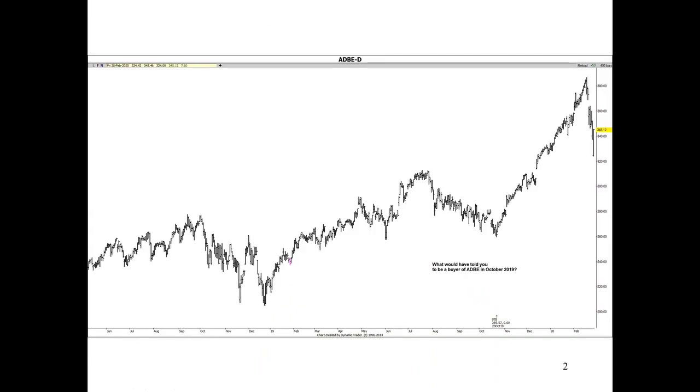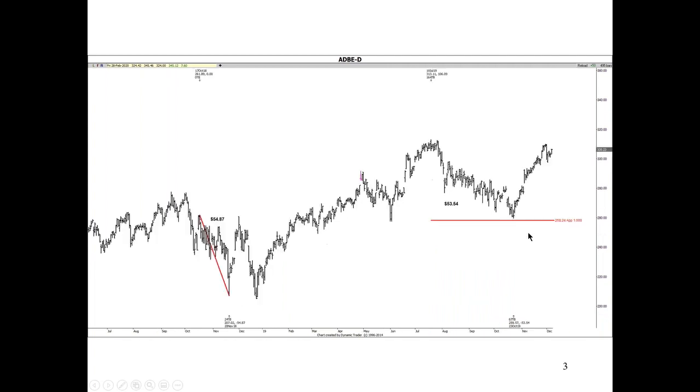And this first slide, basically what we're looking at is a chart of Adobe. It's a daily chart. And what would have told you to be a buyer in Adobe last October? Okay, and nobody's really supposed to know the answer, but I'm going to show you how we found that.